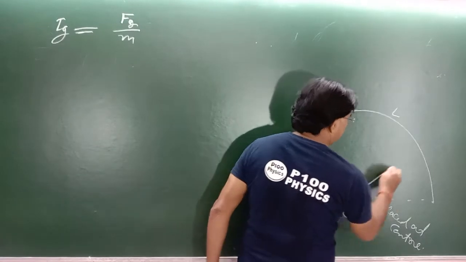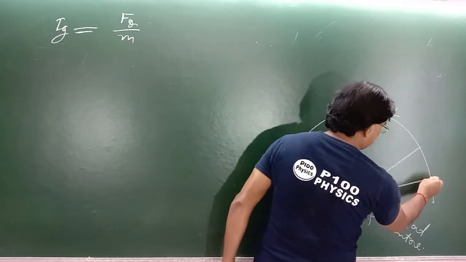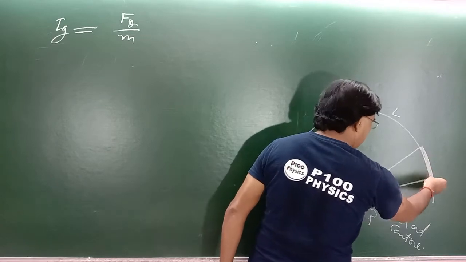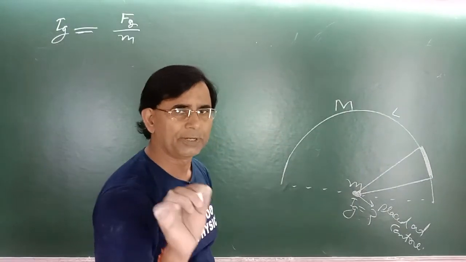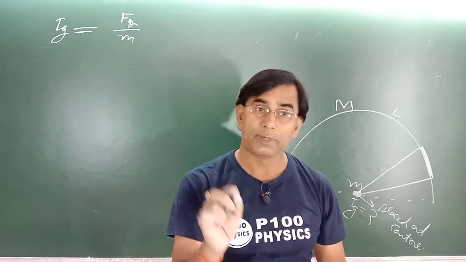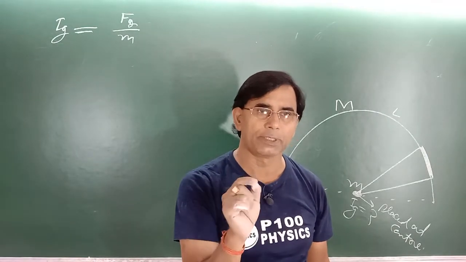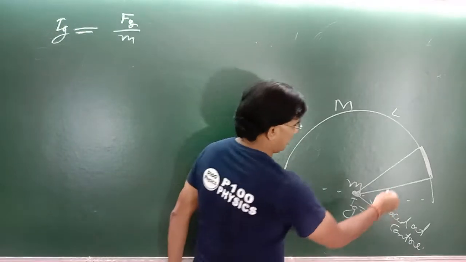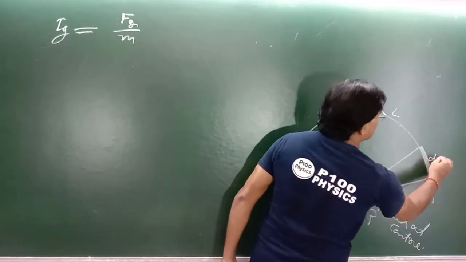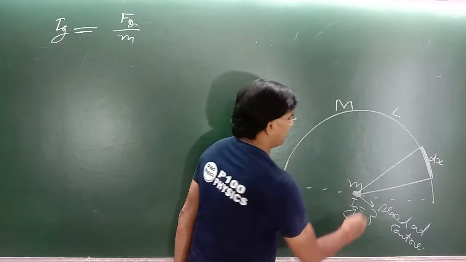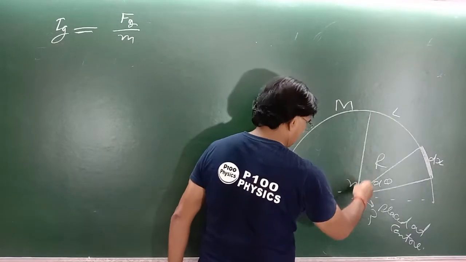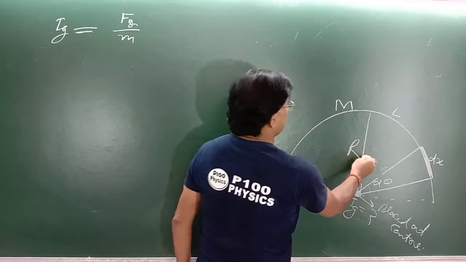Take any element. This is the element. Take a small part of the wire. In the integration process, always take an element, a small length, that is called dx always. This angle is d theta. This is the radius r, or here we take radius r. This is the radius r.